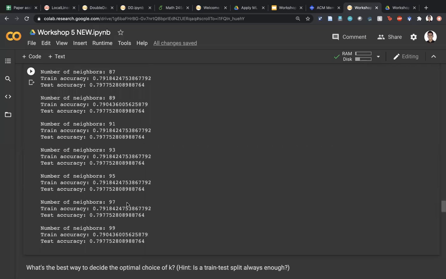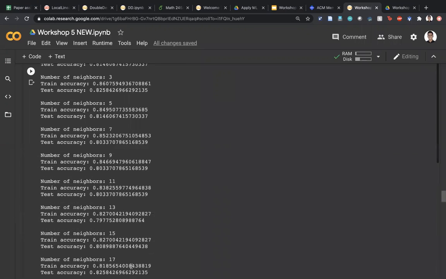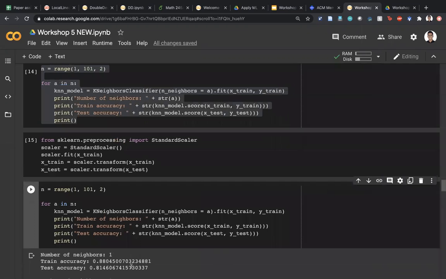I think you guys can notice a big change that happened in the model performance simply by scaling, right? Before, the best performance we were getting was about 80 and 80. And now the worst performance we're getting is about 79 and 79, right? So there's been a tremendous difference in the performance simply from scaling.